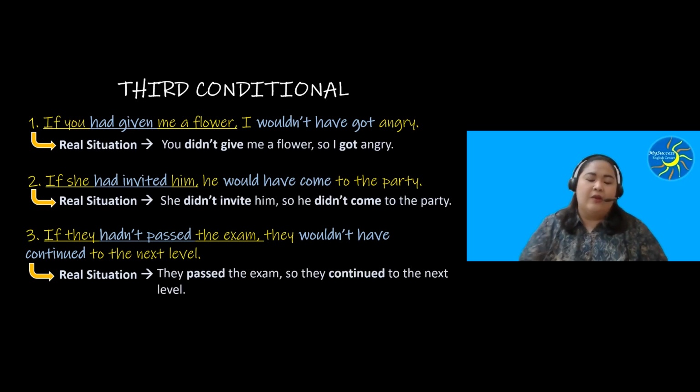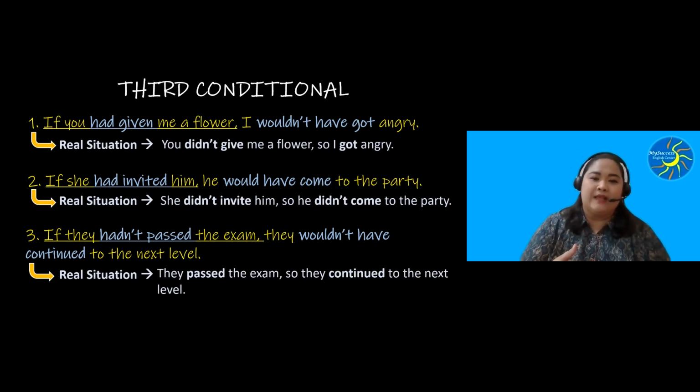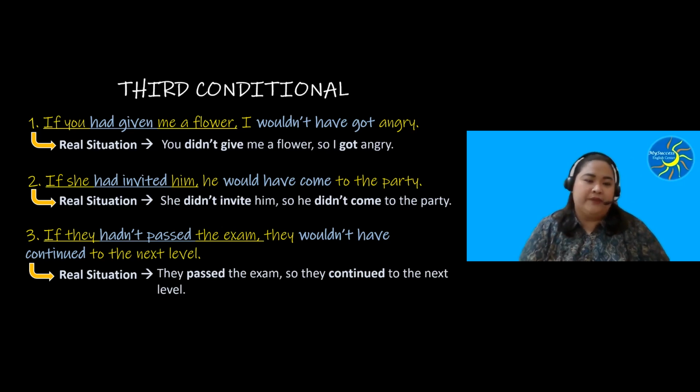From this example, you'll find out that in third conditional, if the sentence is positive, then the real situation is negative. Also, vice versa. If the third conditional sentence is negative, then the real situation is written in positive form. Anyway, if you have questions during my lesson, you can send me a text in the chat room. Then after the lesson finishes, I will give you some explanations.